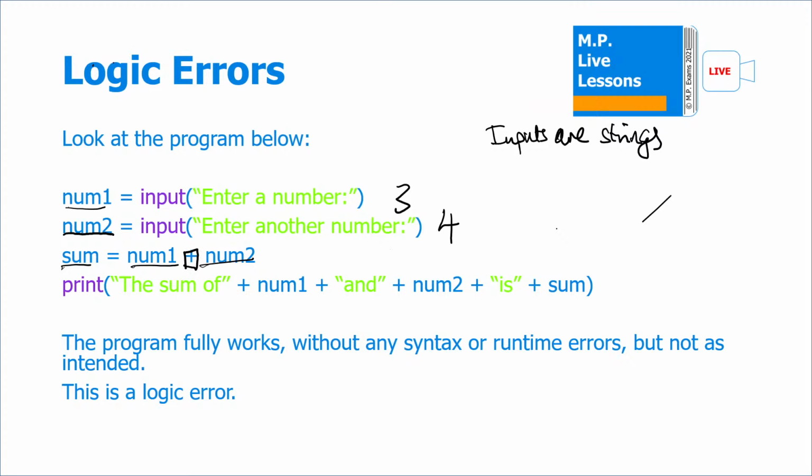So if we combine the string 3 and then 4, and then we just add them together, they just literally combine as they are to put 34. So at the end, it's going to say the sum of 3 and 4 is 34. The program works, but not as intended.